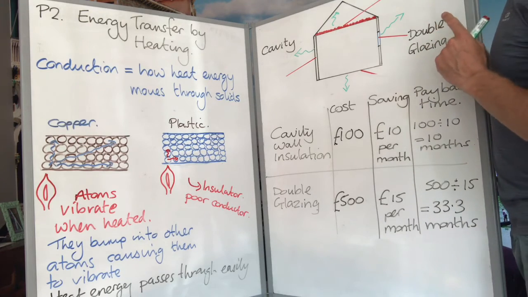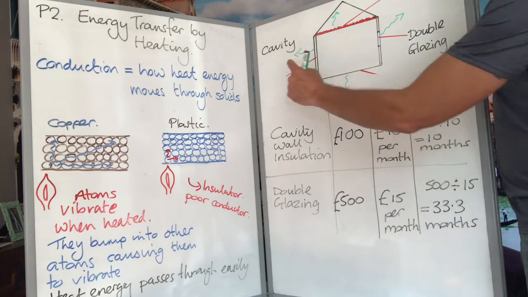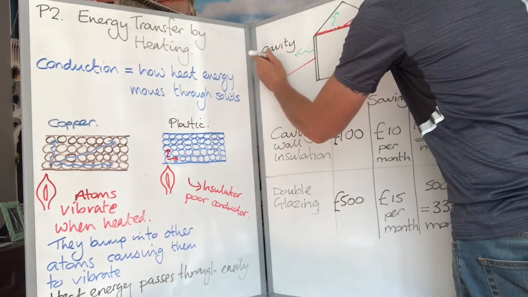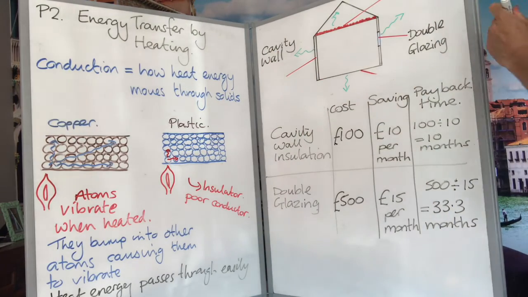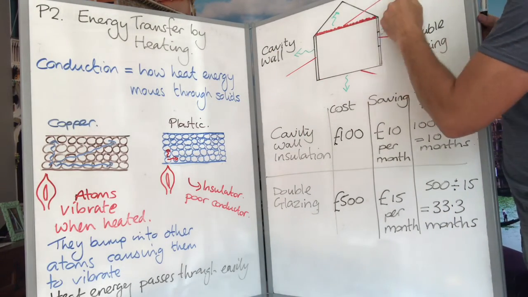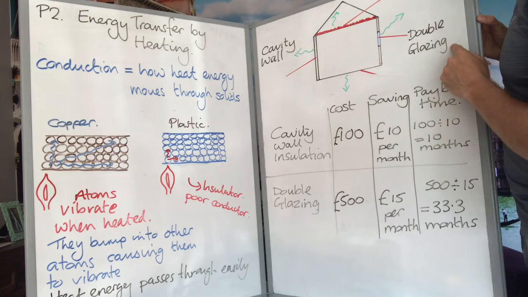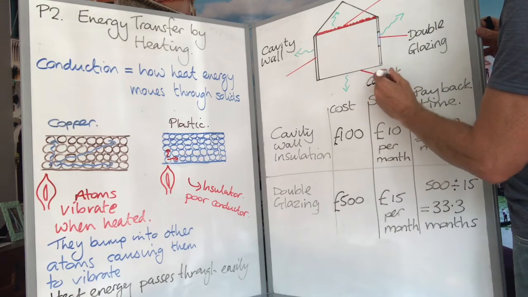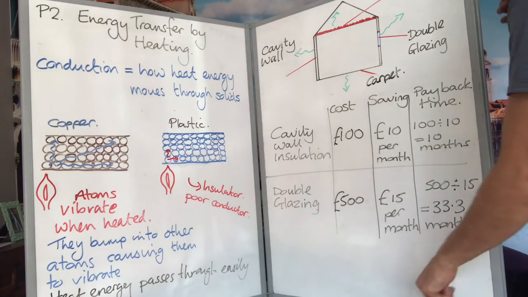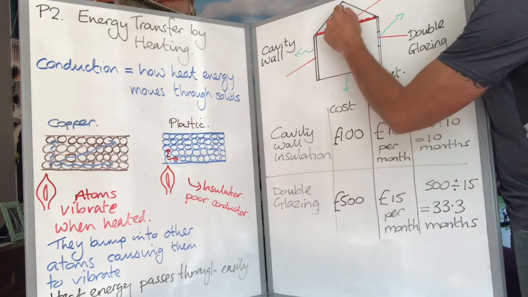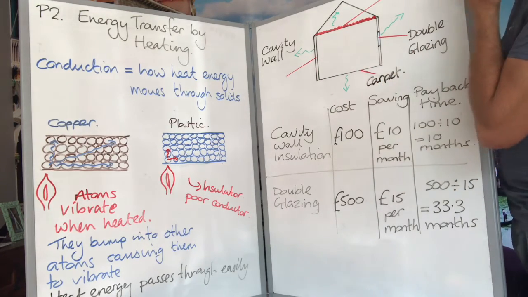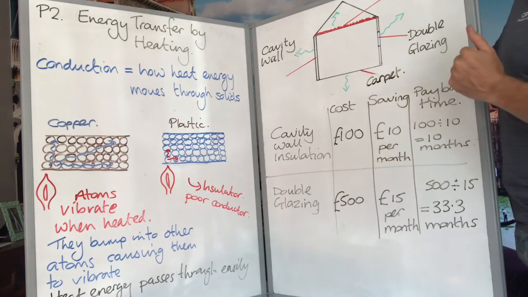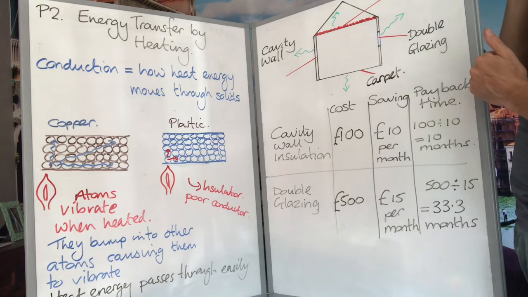How can we do it? There are four main ways that we would look at. One is cavity wall insulation. Another is through the roof here using glass fibre, double glazing, and floor coverings like carpet. Okay, so we can lose heat energy through the walls, through the roof, through windows, and through the floor. And these are four examples of how we would reduce that heat energy loss.